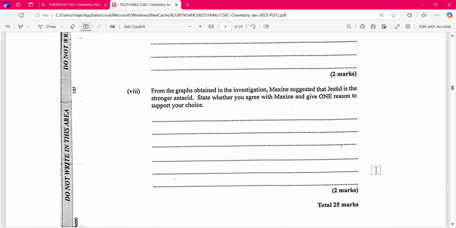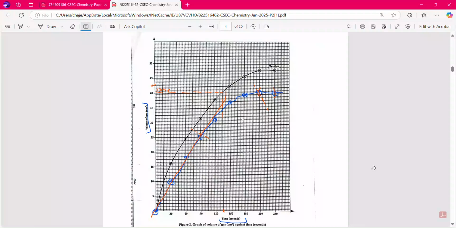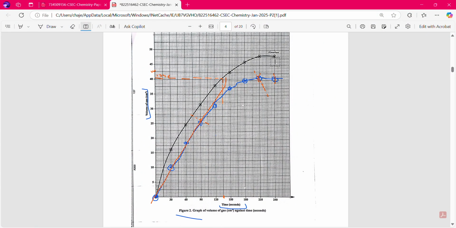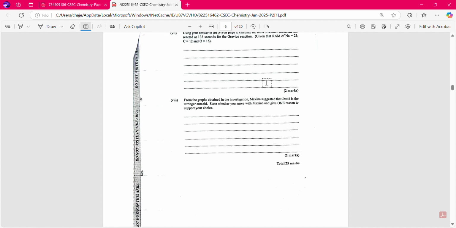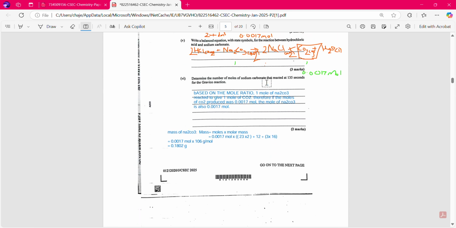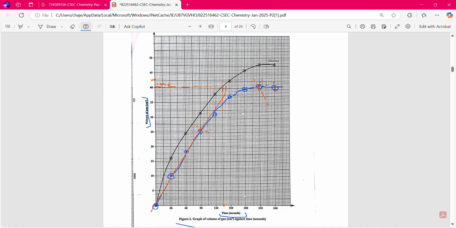Oh, we have something else. From the graphs obtained in the investigation, Maxine suggested that Gestid is the stronger antacid. State whether you agree with Maxine and give one reason to support your choice. Yes, guys. So why is Gestid? I believe this is the other brand and this is Gestid. Let me just double check. So Maxine says Gestid is the strongest antacid. Tell whether you agree or disagree. So which one is the strongest one? Why?